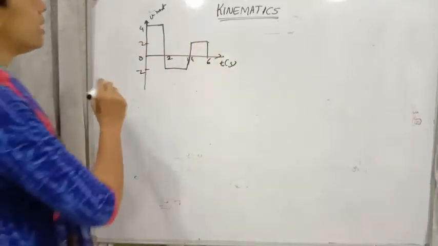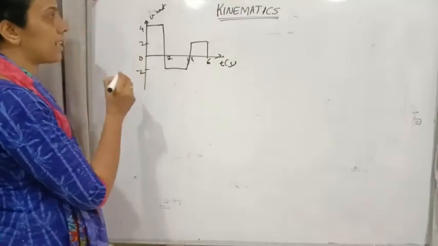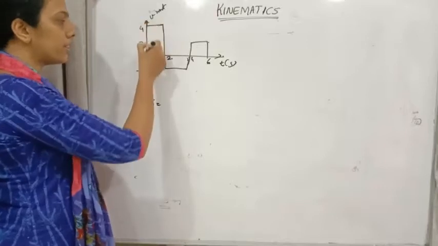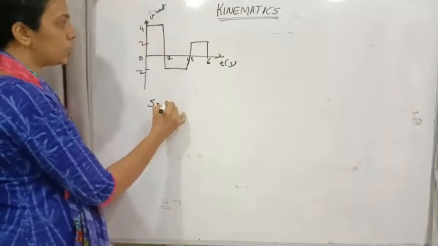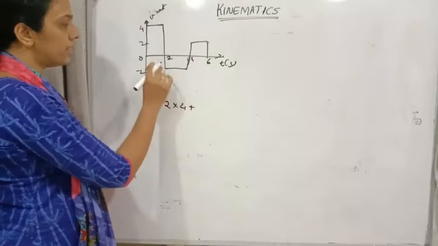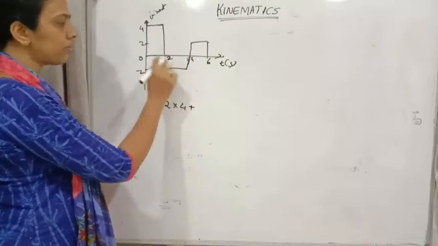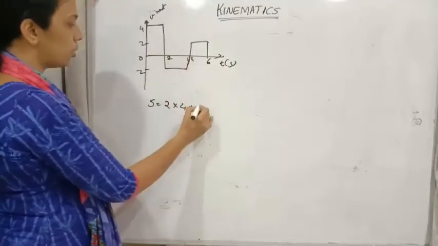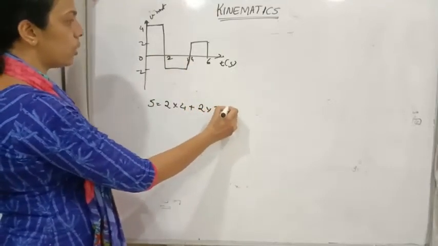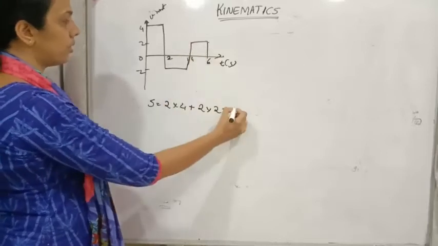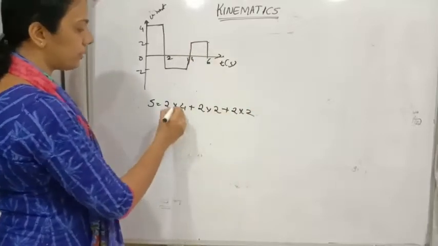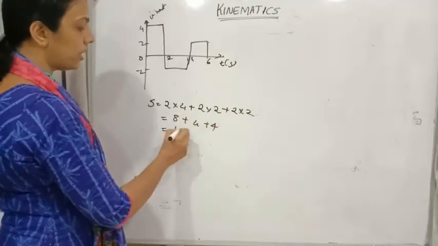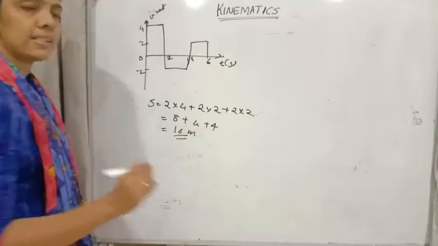So how can we find the distance traveled? To find the distance traveled, we take the area under the graph. That means 2 into 4, plus 2 into 2, plus the next 2 into 2. So we get 8 plus 4 plus 4, which is 16 meters. This is the distance traveled.